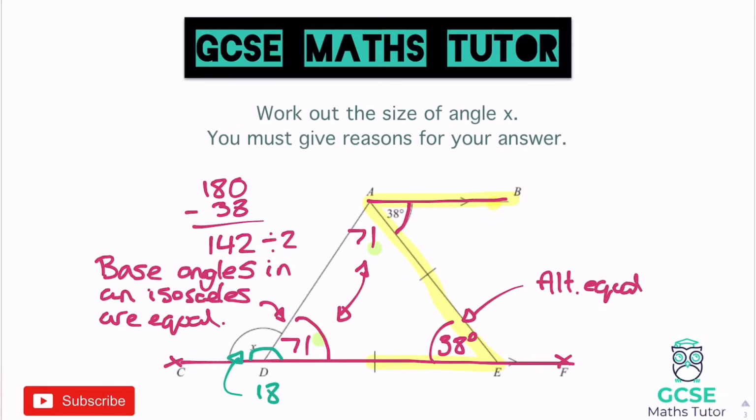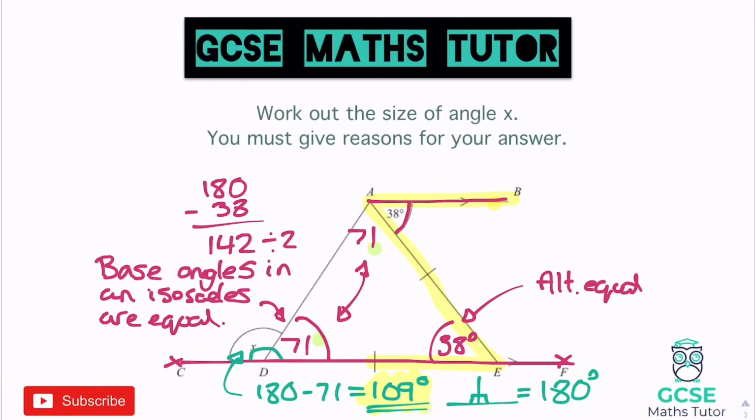I can do 180, take away the 71, and that leaves me with 109 degrees as my final answer. And again, my reason there would be angles on a straight line, which I'm going to shorten down with my little picture again. So straight line equals 180. There we go. But there's my final answer, 109.